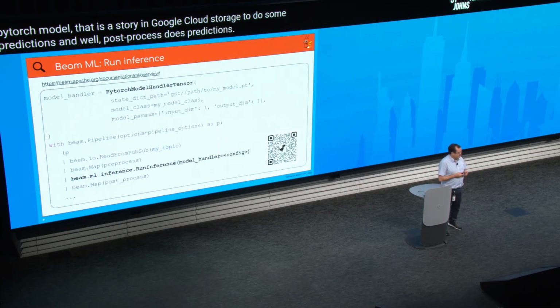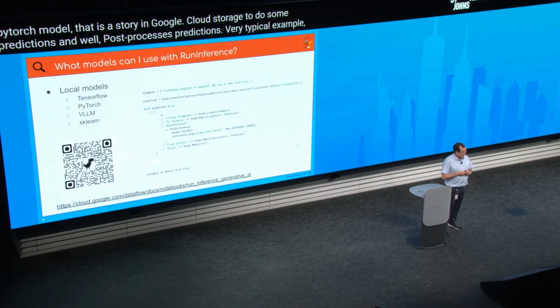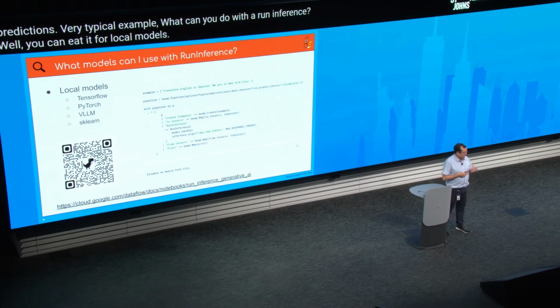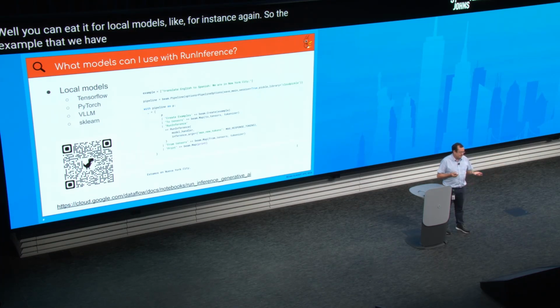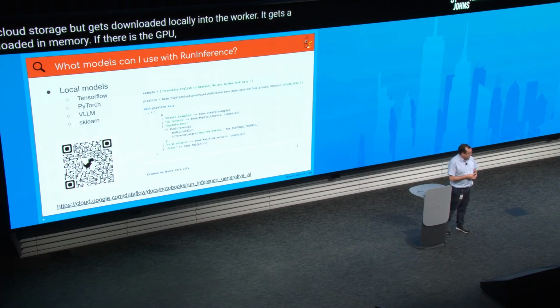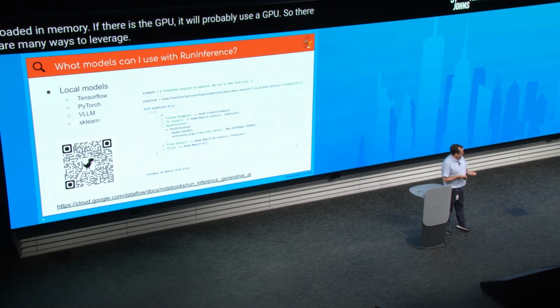A very typical example. What can you do with RunInference? Well, you can use it for local models. The example that we have just seen is a local model. The model is in cloud storage, but gets downloaded locally into the worker. It gets loaded in memory. If there is a GPU, it will probably use the GPU. So there are many ways to leverage the local hardware to run a local model.